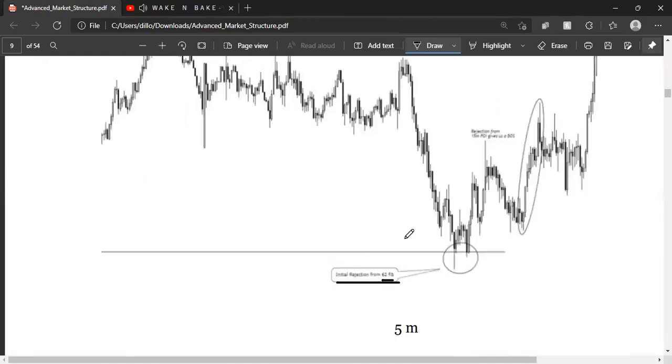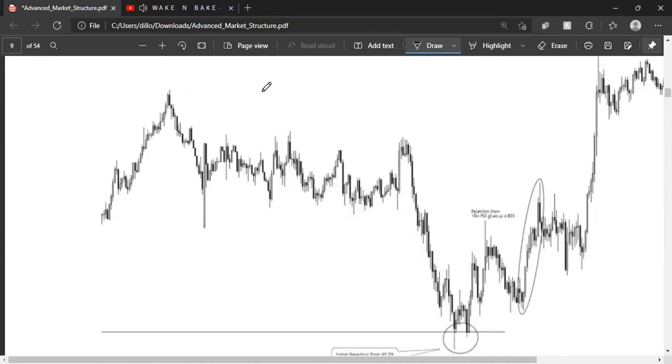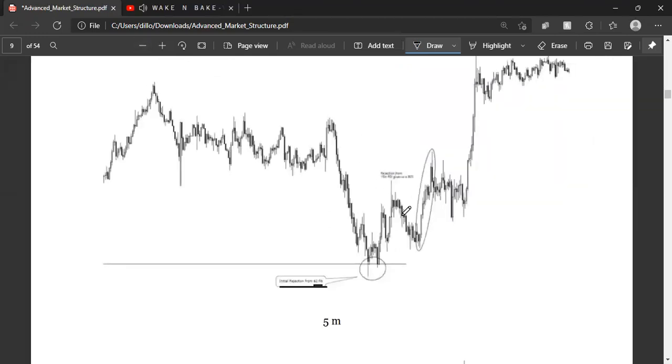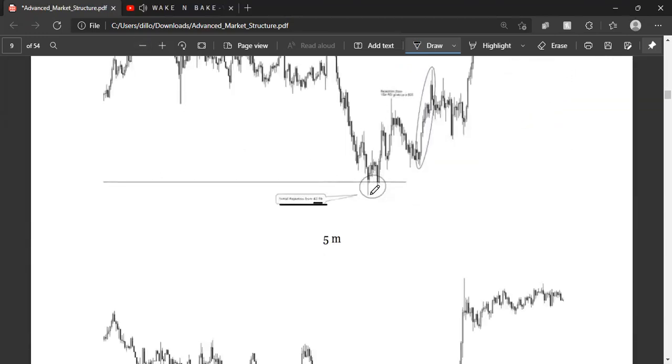I don't know if you guys can read that. Initial rejection from the 62 Fibonacci, right? And what do we see? A shift in market structure right here and a minor break of structure. And I mean, you could have been a buyer around this area, possibly. Maybe it would have come back and broke even.